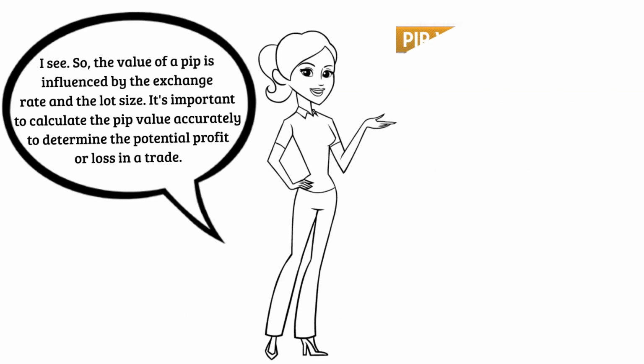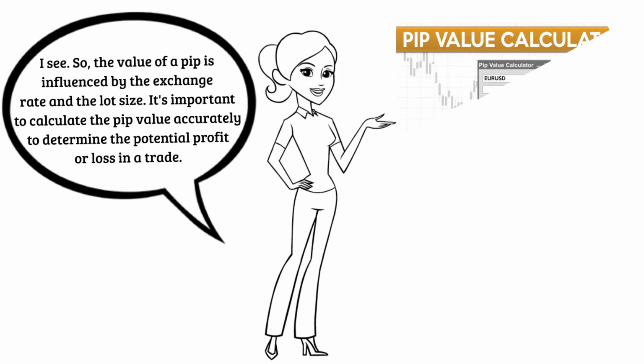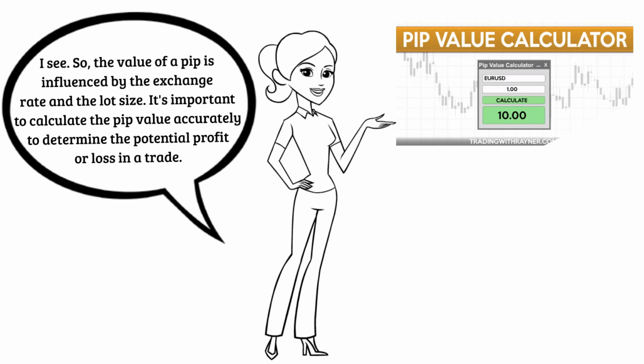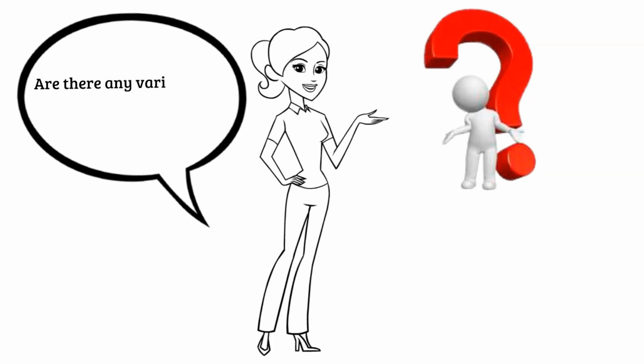I see. So, the value of a pip is influenced by the exchange rate and the lot size. It's important to calculate the pip value accurately to determine the potential profit or loss in a trade. Are there any variations or exceptions when it comes to pips?